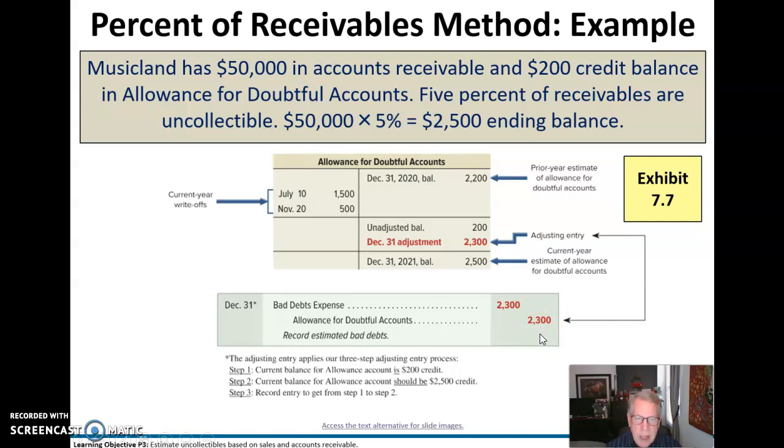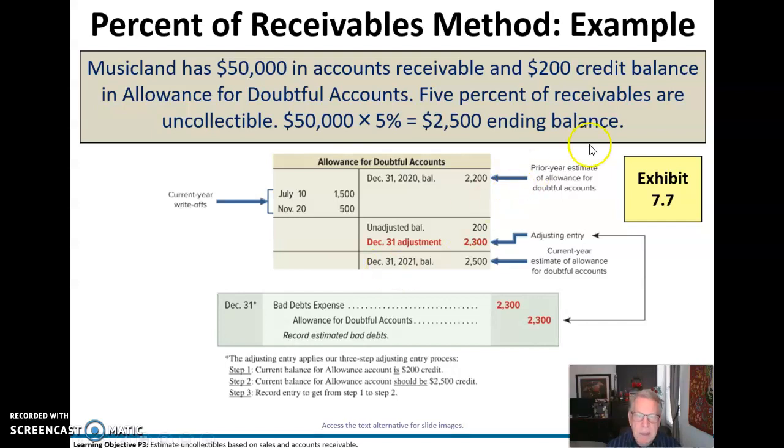doubtful accounts. Now when we do that, that adjusting entry of $2,300 in the T account will add to that unadjusted credit balance of $200, and that will total $2,500, which is what we want that account to be. A little tricky there, so you have to think about that for a second.